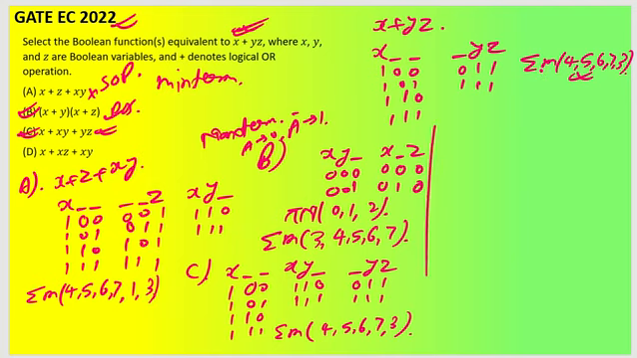Coming back to D. In D you can see x plus yz. So x yz, then x yz, and then x yz. With this we are going to write down 0 0 0 1 1 0 1 1, then 1 1 1 1, and then this is going to be 0 1.